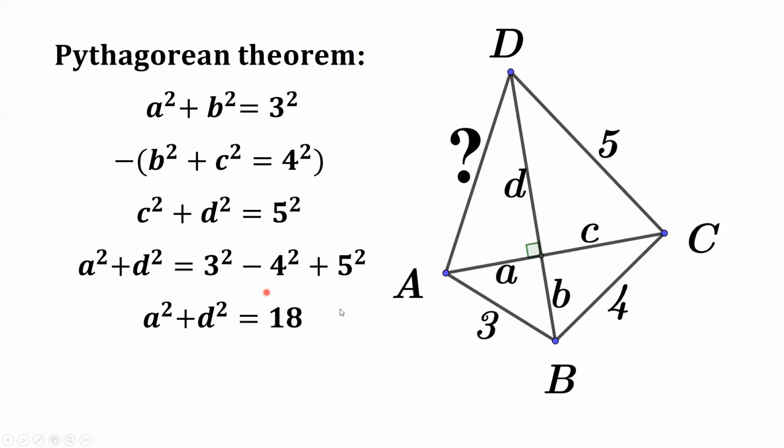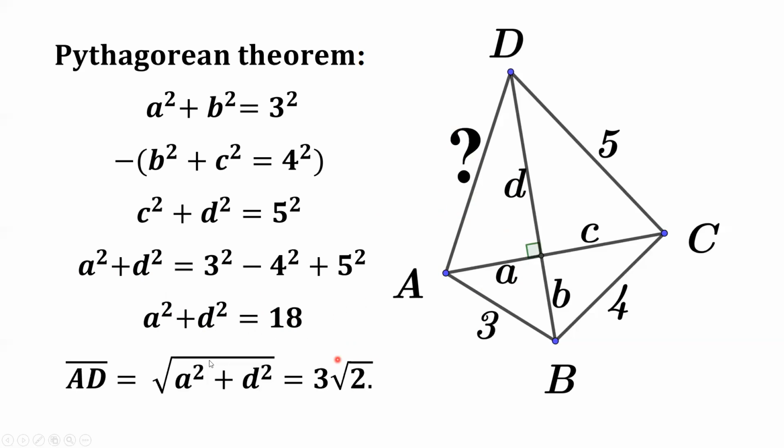We need to take the square root of both sides. So AD, the distance from A to D, equals the square root of a squared plus d squared, which is the square root of 18, which is 3 times square root of 2.